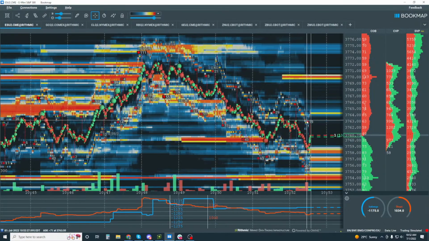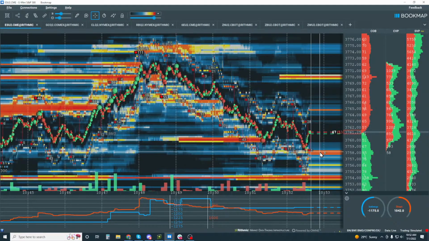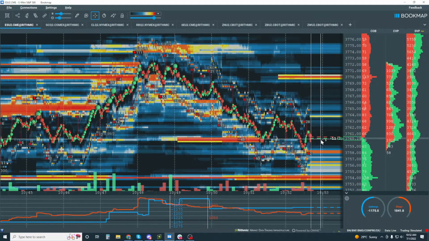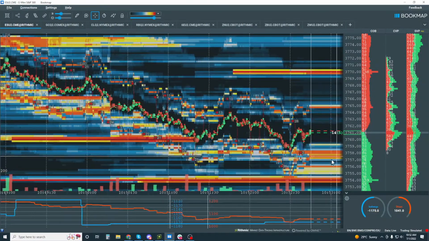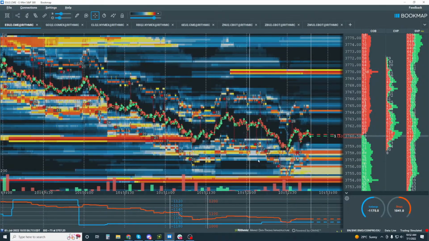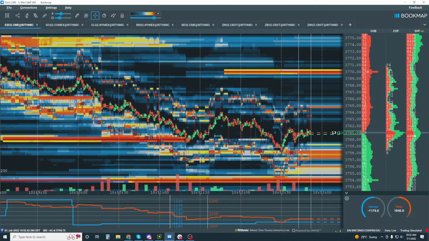So we're looking for conditions of buyers or sellers at a certain area, limit buy orders, and then also market buy orders, market sell orders, limit sell orders, within some of the swings in here, within the structure.